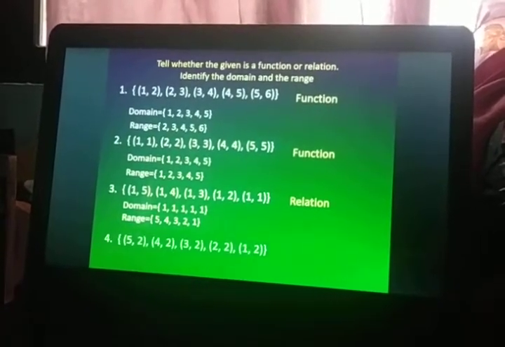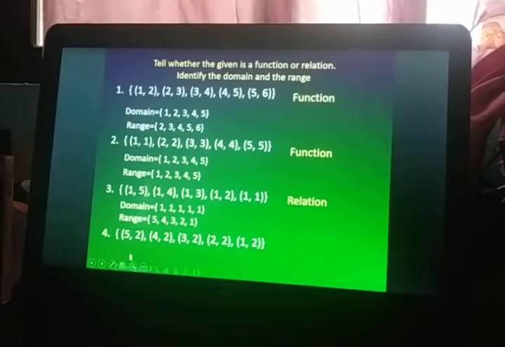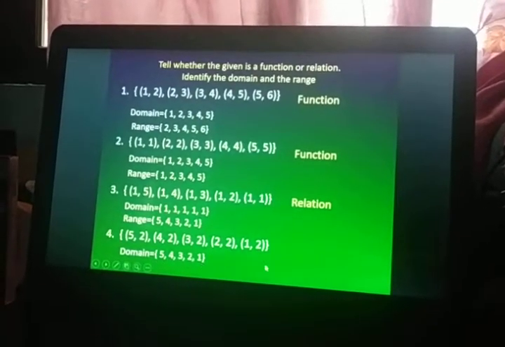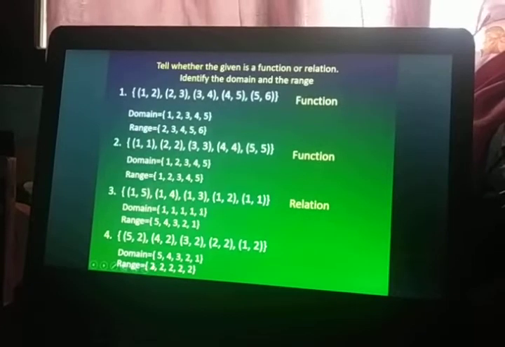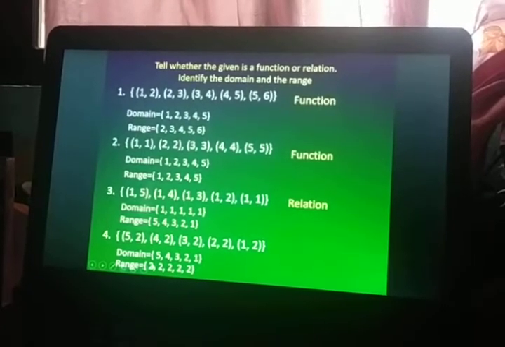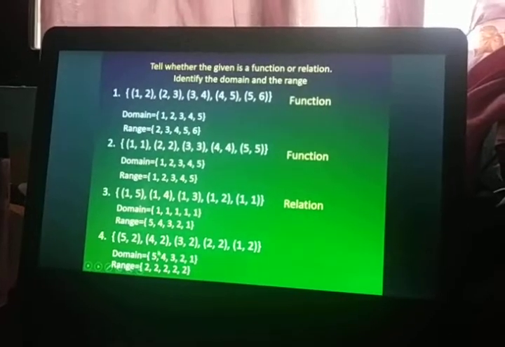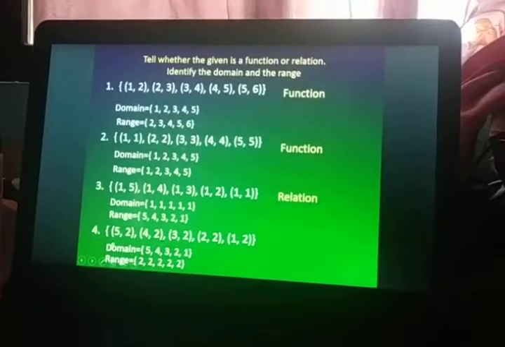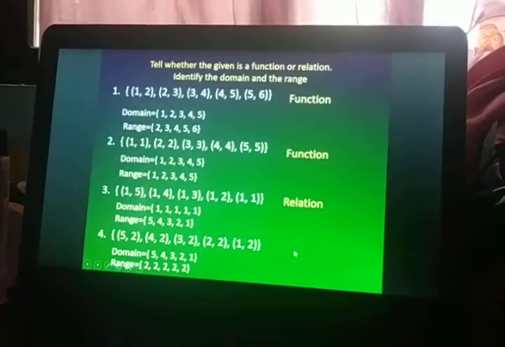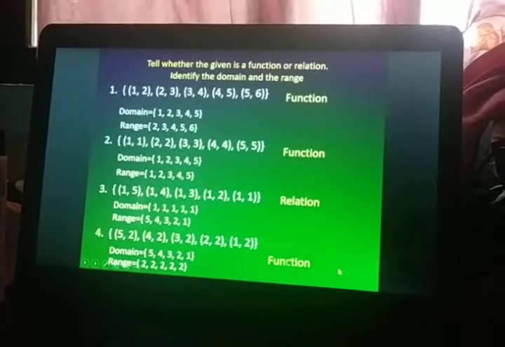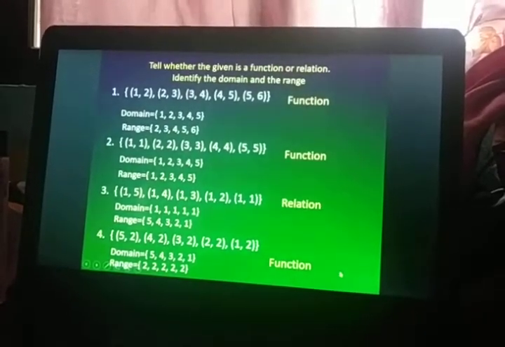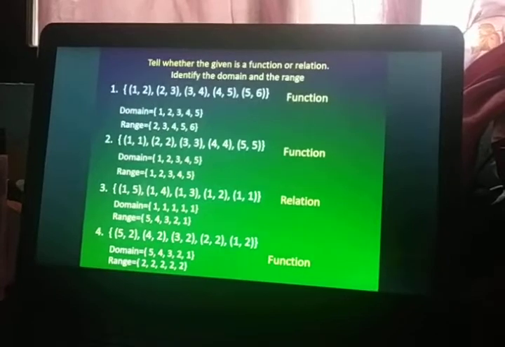Number 4. What is the domain? It'll have 5, 4, 3, 2, 1. And the range. Okay. Ang range na notice ninyo, tanan 2. But the question is, is there a repetition of numbers or items in the domain? Wala. And so, this is a function. See, we focus on the domain, or the x values, or the abscissa for the ordered pairs.